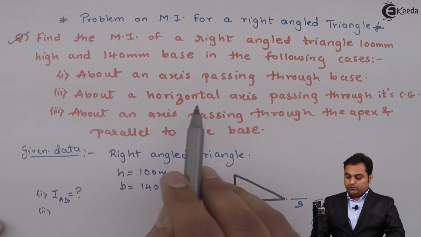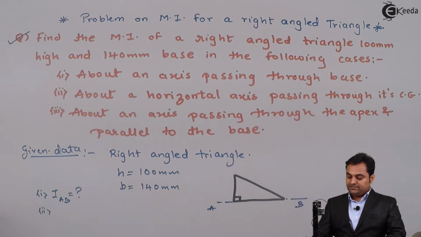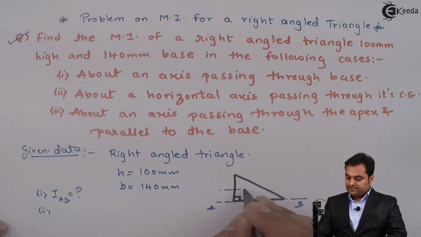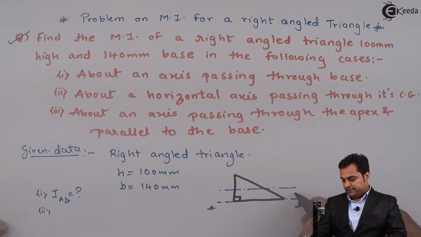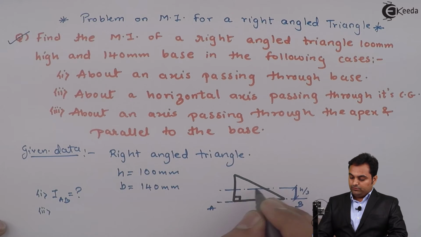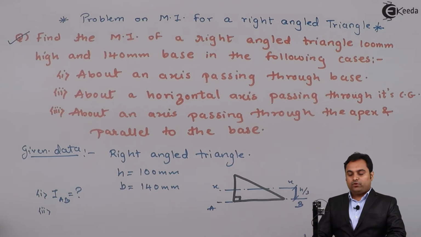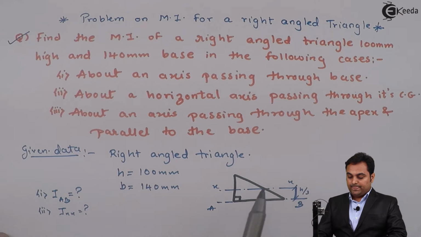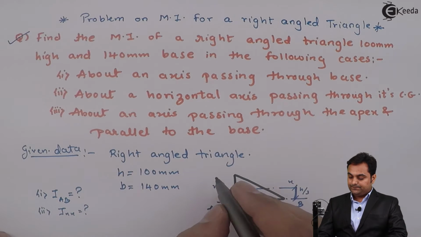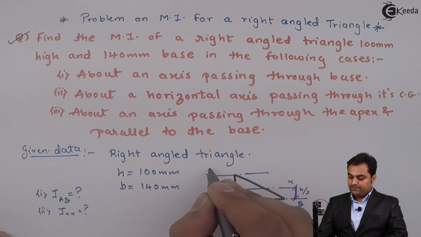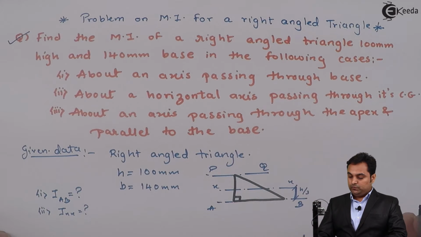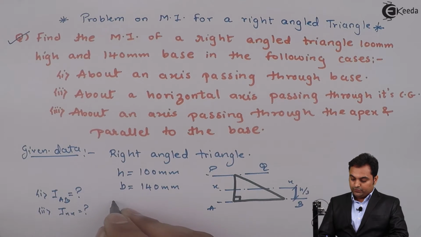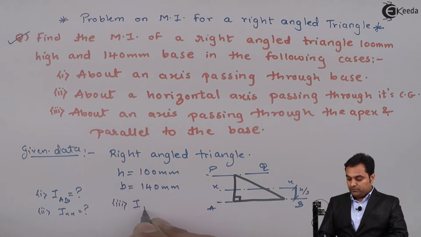Next, about a horizontal axis passing through its CG. So CG is nothing but the centroid for this right angle triangle located at h by 3 distance, and we have to find out the MI about this. So here this is the centroidal axis, so IXX is the next question, and about an axis passing through the apex. So axis passing through the apex, I'll call it as IPQ, and parallel to the base. So yes, PQ is parallel to AB. So the third question is MI about PQ.